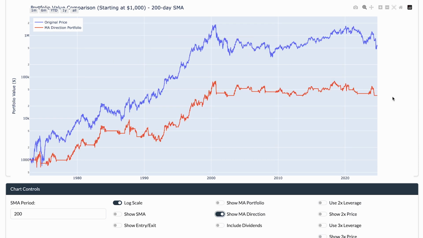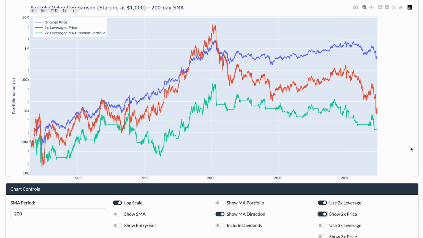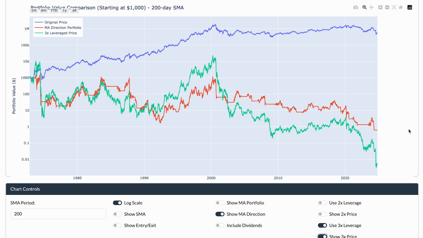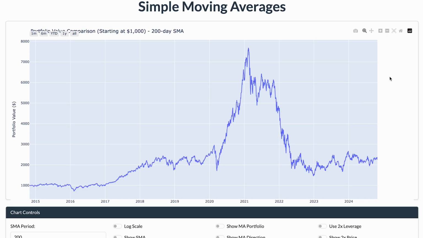If we look at the moving average direction portfolio, things are actually worse this time, though performance from 2000 to current times is perhaps slightly better. In this case, it underperforms the 2 times leverage of the base, though it outperforms in the case of 3 times leverage. Looking at something far more recent that is also far from its all-time highs, we have Arkk.